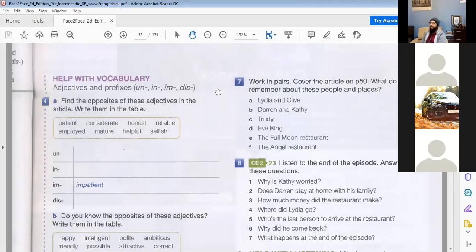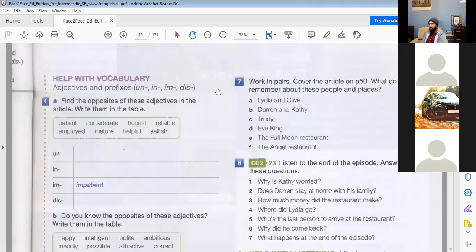Okay, what about the Full Moon restaurant? What can you tell me about this restaurant? What do you remember? It's the restaurant that's not doing well, or I don't know if losing is the good word. Let's say the bad restaurant, or the restaurant losing customers, maybe. Correct?